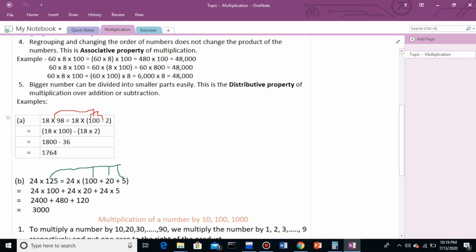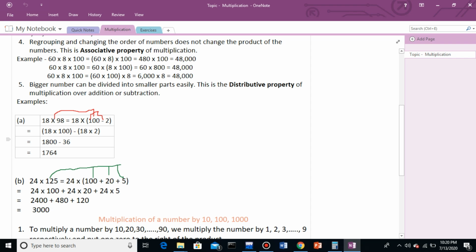So what we did here: a number multiplying by 100 or 1000 is really easy to do, right? So we just divided the 98 into smaller parts. What is the statement? 18 into under bracket 100 minus 2. So one number is 100 and the other is 100 minus 2. Now in the next statement, under bracket 18 into 100 minus under bracket 18 into 2. So first we solve both the brackets and we put the minus sign in between.